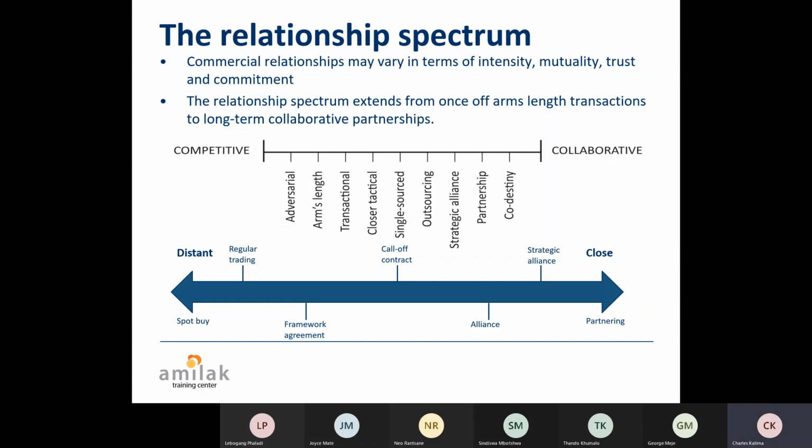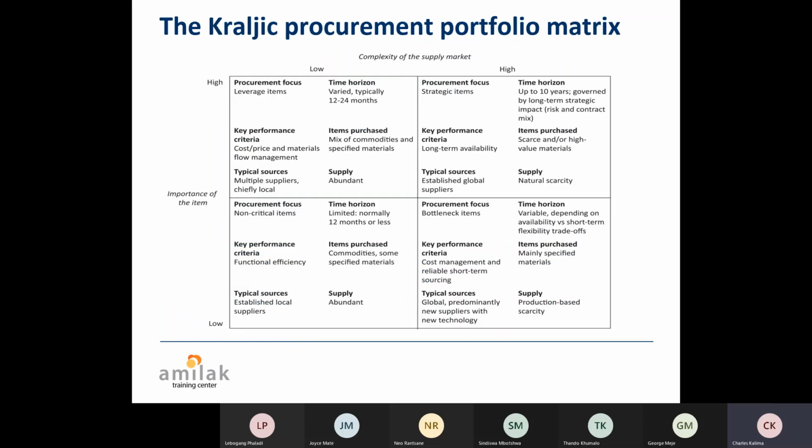Arm's length, transactional. But when you come to collaborative, and remember the Kraljic matrix, always in the top right, you have the strategic type of suppliers. You are either going to have a co-destiny, partnership, strategic alliance, and so on. The ones in the middle, you might have call-off types of contracts, and these are usually leverage type of suppliers, where you know that there are so many of them out there, and you continue to relate with them on the basis of a call-off type of agreement. And I've put the Kraljic matrix here just to show you the kind of relationships that you will need to have with the supplier, depending on which quadrant they fall into.